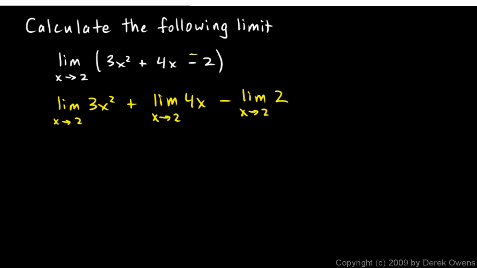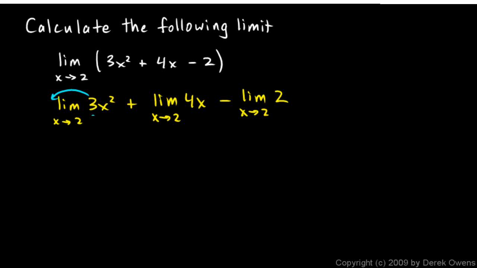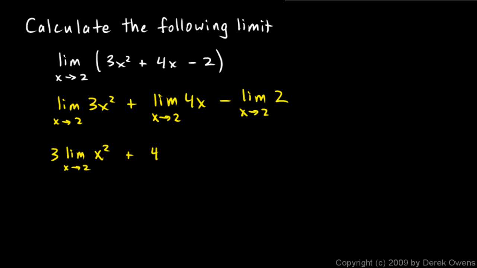And this minus here, this minus 2, is really the same thing as addition, because subtracting 2 is the same thing as adding negative 2. So I've just distributed the limit over addition. Then I can take this constant multiplier here out front, and this constant multiplier here out front, and that gives me this 3 times the limit as x approaches 2 of x squared plus 4 times the limit as x approaches 2 of x minus the limit as x approaches 2 of 2.